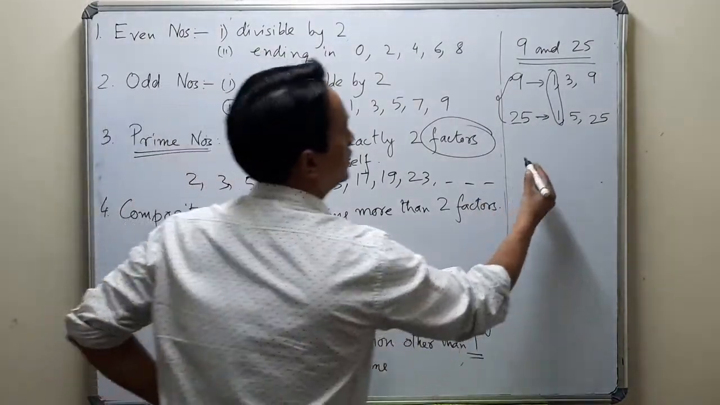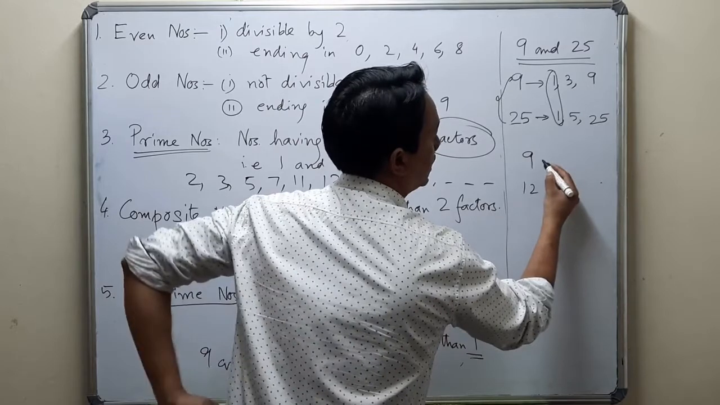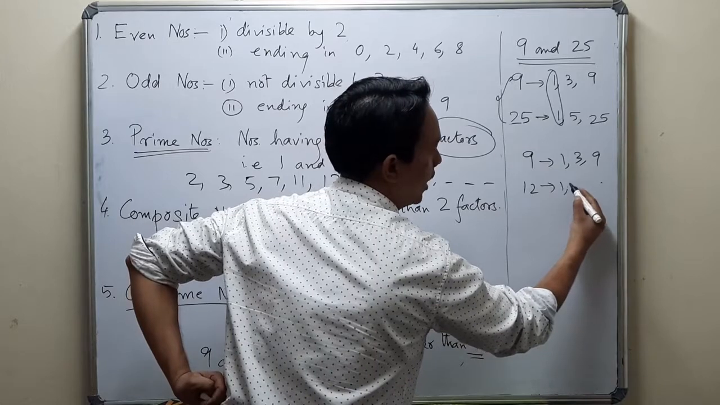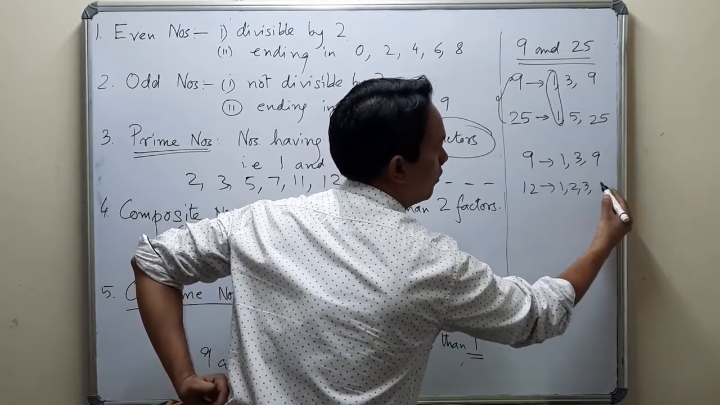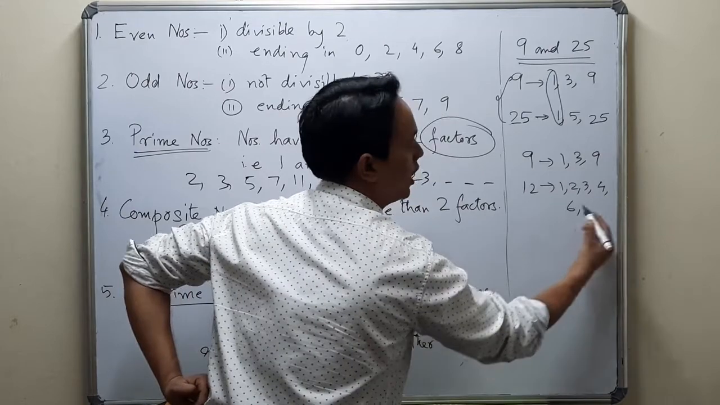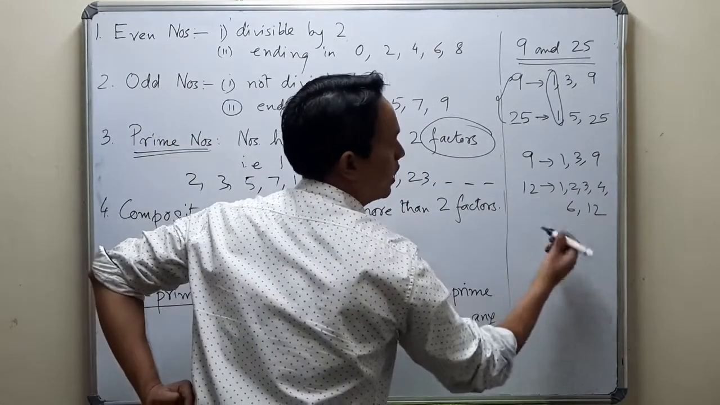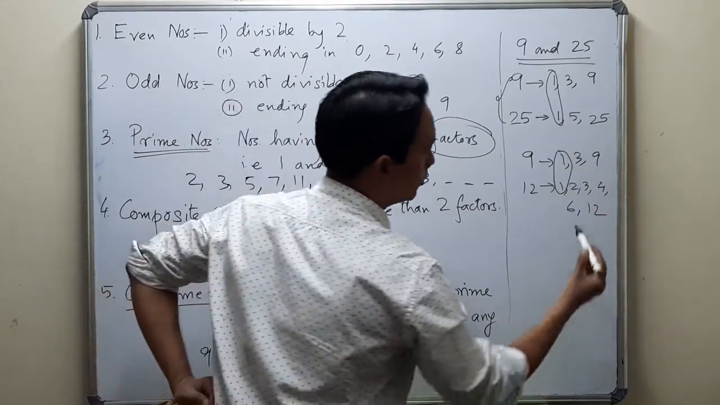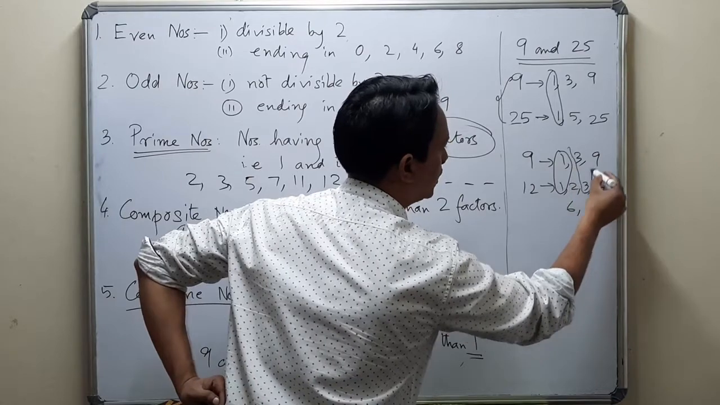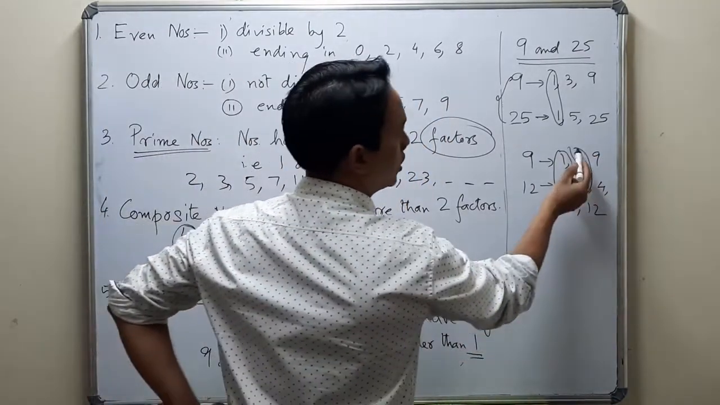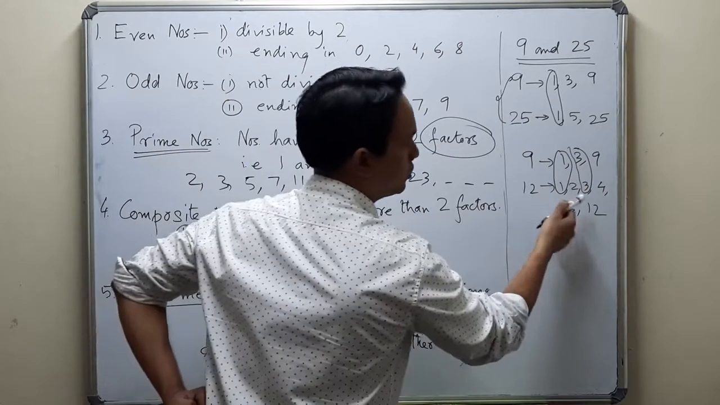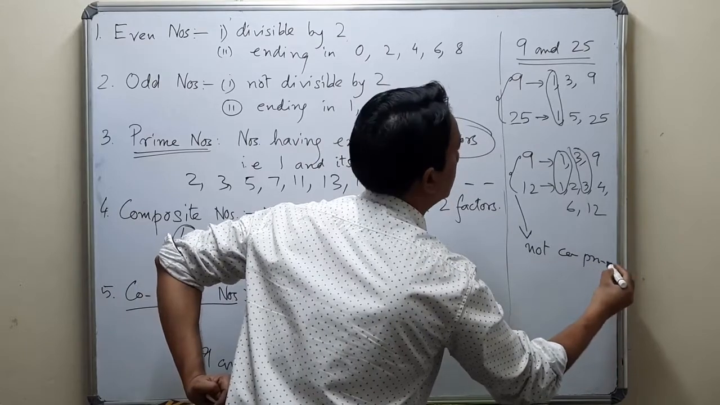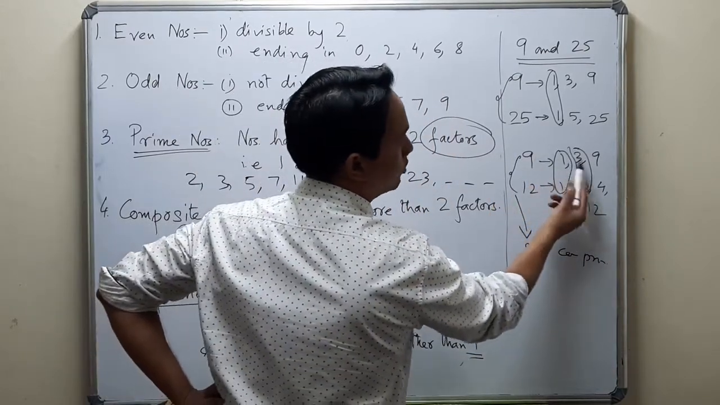Okay, but if I take another example, say 9 again and another number 12. What are the factors of 9? 1, 3, 9. What are the factors of 12? 1 can divide, 2 can divide 12, 3 can divide 12, 4 can divide 12, 6 can divide 12, 12 itself. So these are the factors of 12. And if I look at the common factors, 1 is a common factor. Then 3 is another common factor. So we have 2 common factors. So these 2 numbers are not co-prime. Not co-prime.